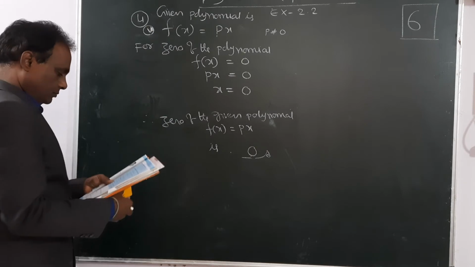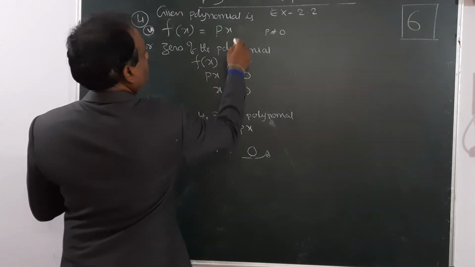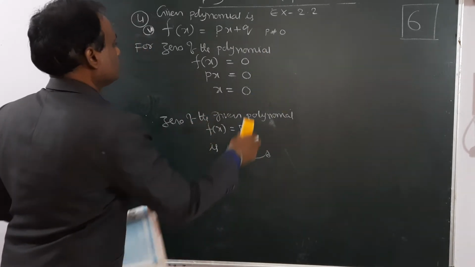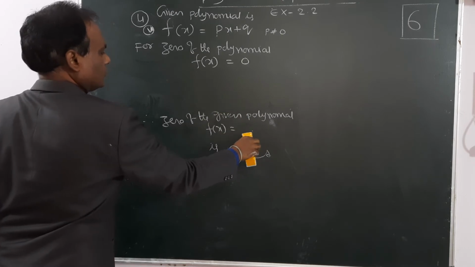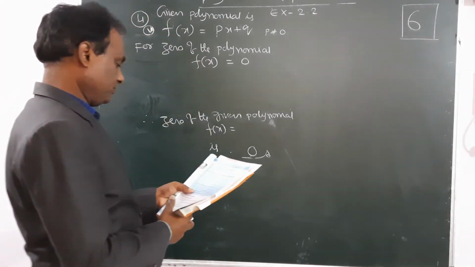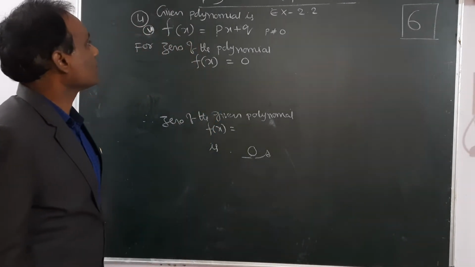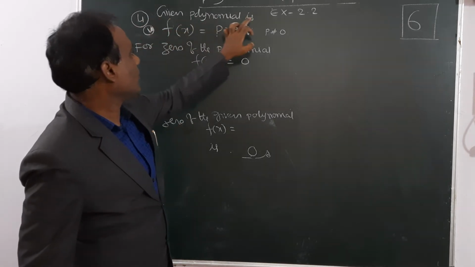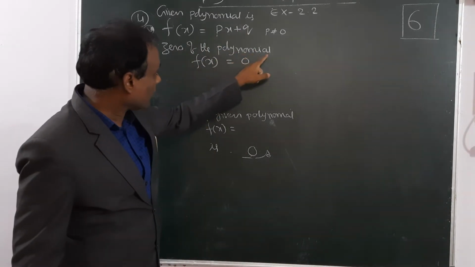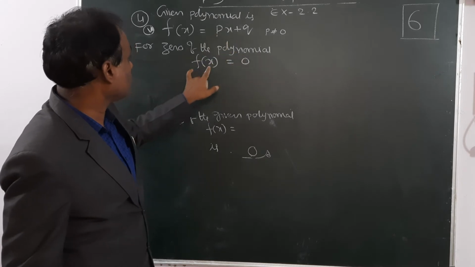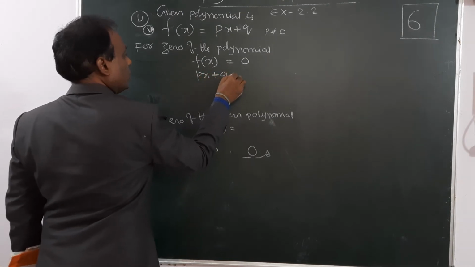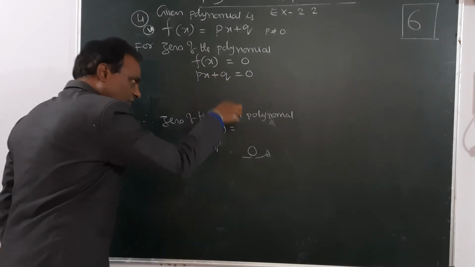Seventh bit. Same process. Given polynomial is f of x is equal to px plus q. For the 0 of the polynomial, the given polynomial should be equated to 0. What is the given polynomial? px plus q is equal to 0. Solve this equation, find x value.